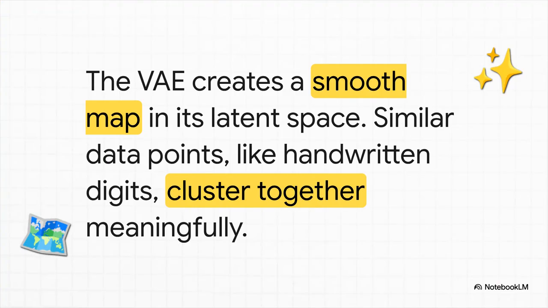And the result of this whole process is a beautifully organized map in that latent space. The VAE literally learns to cluster similar data points together in a really meaningful way. All the different ways you can write the number 1 find a home in one neighborhood, while all the zeros cluster together in another. It creates this smooth, totally navigatable space of ideas.